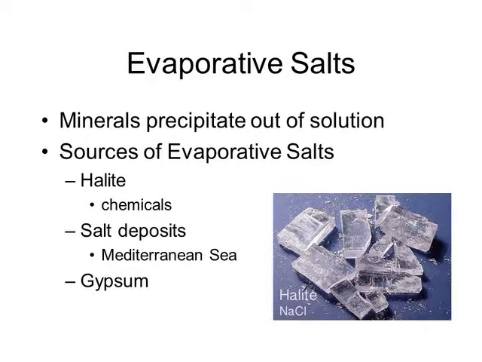Next, you can get your table salts, so your evaporative salts. These are minerals that have precipitated out of solution. So you get your halite, which is just table salt. You get your salt deposits, like the ones in the Mediterranean Sea, or you can get calcium carbonate evaporites like gypsum, so the stuff that's in your drywall.